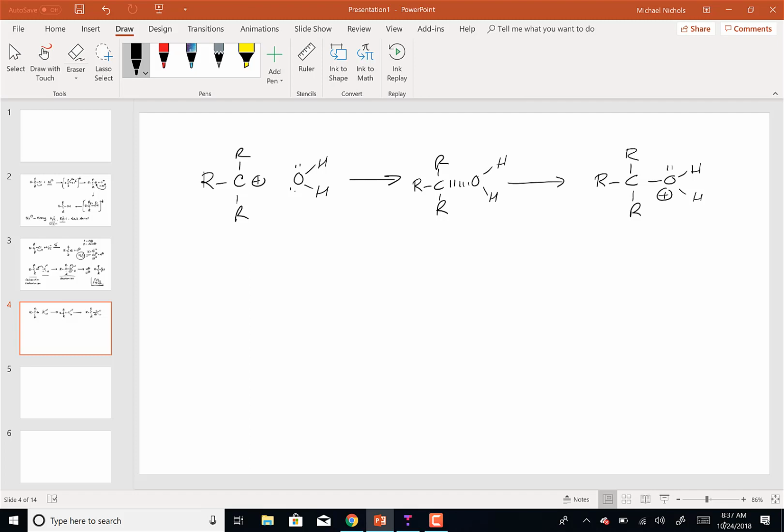Now, charges. What's the charge on the carbon? Partial positive? We all agree? I guess we all agree.